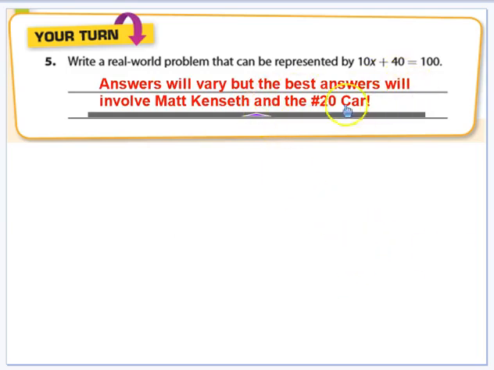Will vary, but the best answers will involve Matt Kenseth and the number 20 car. Mr. Tomich probably helped make these or whatever, and he really likes NASCAR, so that's where we got that, I guess. That is the end of this lesson. Okay?